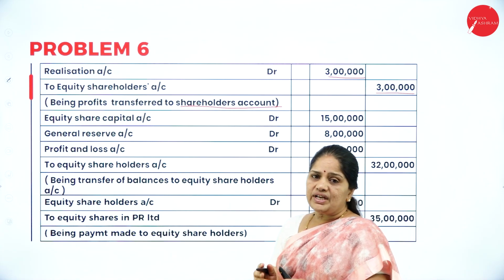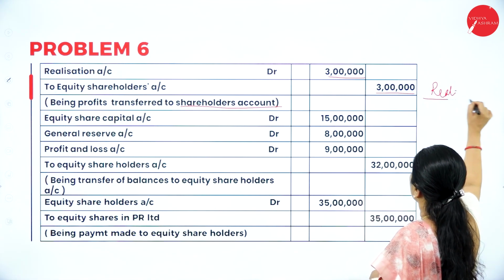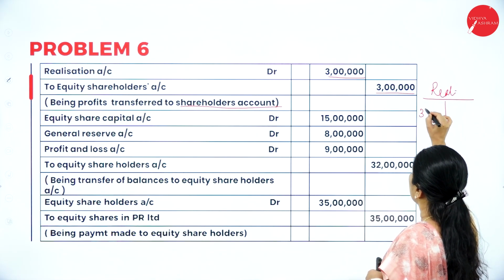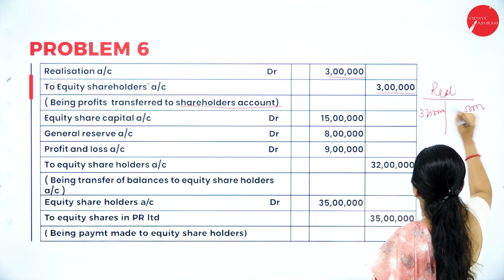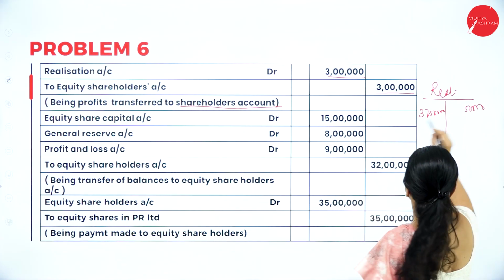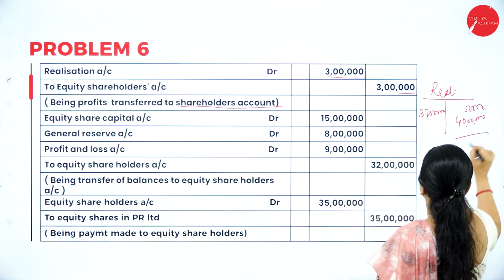So when we do the realization account, I write here realization account. On the debit side we have 37 lakhs 50,000. On the credit side we have liabilities worth 50,000, and then we have the purchase consideration due, 40 lakhs.